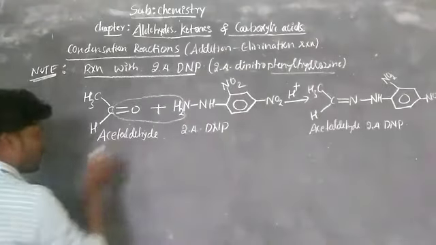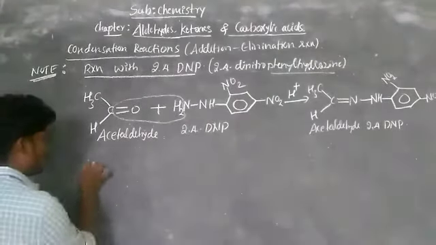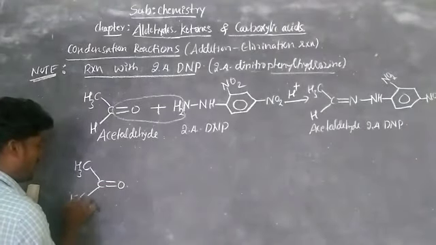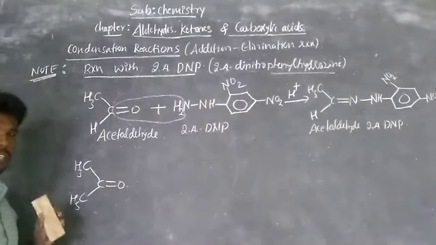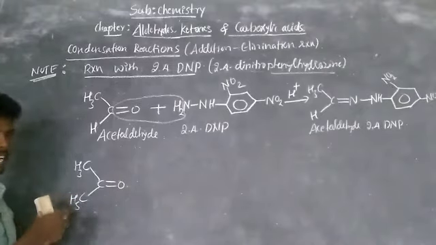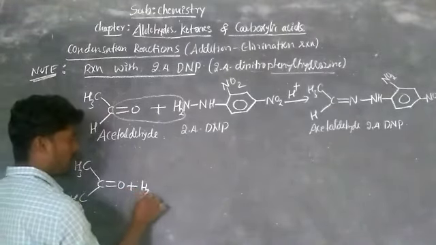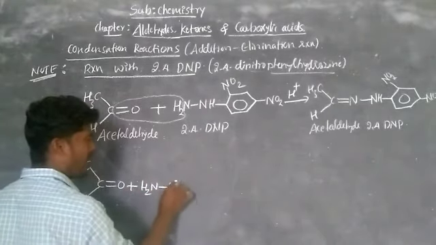Now similarly, this is for aldehydes. Now take a ketone, CH3 bond C double bond O bond CH3. So it is very easy, no need to write every time. This is acetone, and the 2,4 DNP, NH2 bond NH.